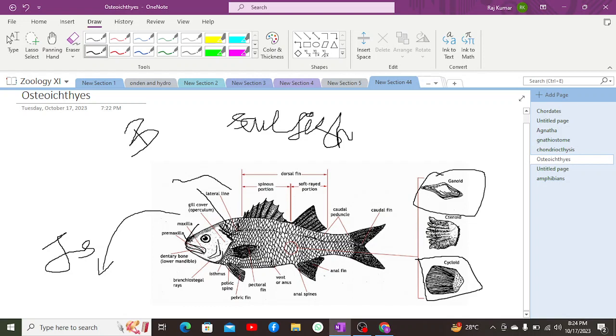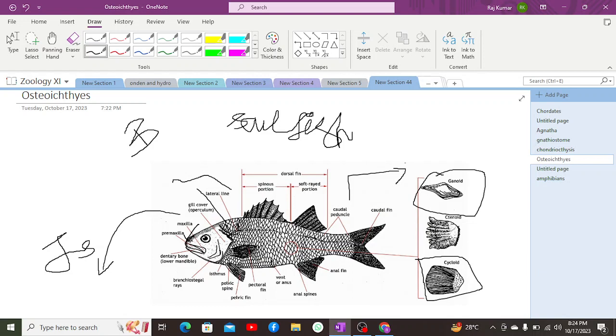Now, they have some adaptations to live inside the water. The first adaptation is its fusiform body. It's a fusiform, streamlined, spindle-shaped body, which makes it adaptable to reduce its surface area, so that it can balance its body within the sea, within water. Rest, it is having fins. Fins act as appendages, which help to maintain its balance within the water.